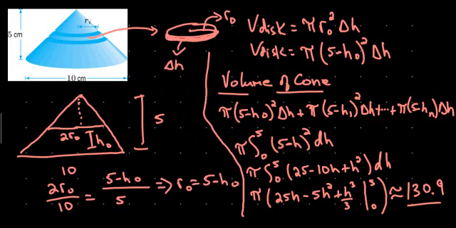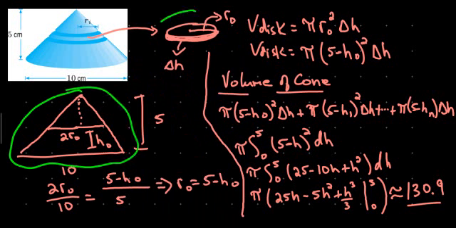Okay, and that's going to conclude this video on example 2 of section 8.2. Again, the big key here is being able to use similar triangles, and then knowing that the volume of a nice little disk is going to be pi times the radius squared times the width of the disk, delta H.